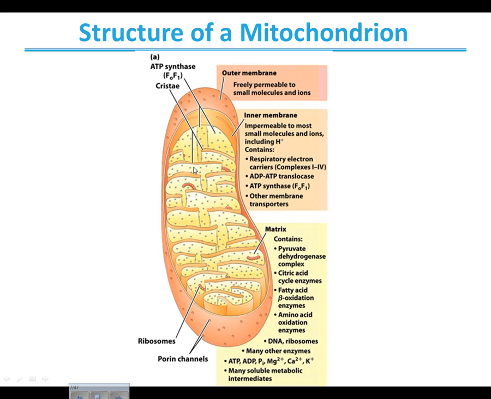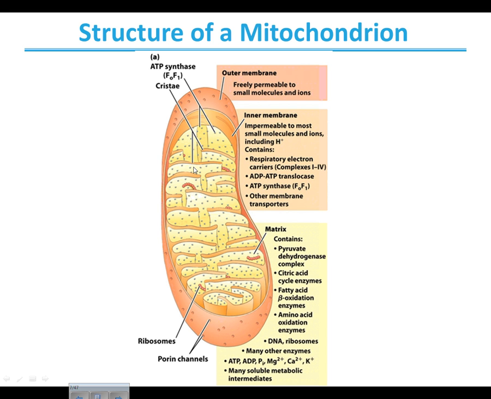The inner membrane is nothing like the outer membrane. The inner membrane is impermeable. It doesn't let anything just pass directly through. What can pass through the inner membrane are protons, which is important to this whole process because we're looking at how protons can cross the membrane, giving us the proton gradient that we're looking for. Within the inner membrane, we have the matrix.